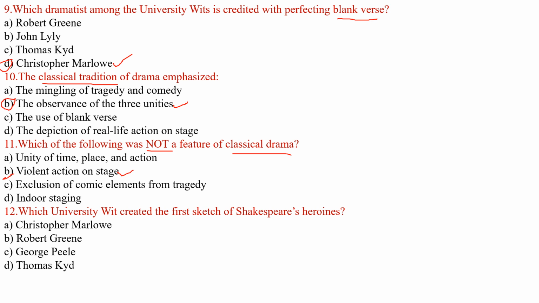Question 12. Which university wit created the first sketch of Shakespeare's heroines? The correct answer is B, Robert Greene. Robert Greene's character Margaret in Friar Bacon and Friar Bungay was the first portrayal of a pure and loving woman, influencing Shakespeare's heroines.